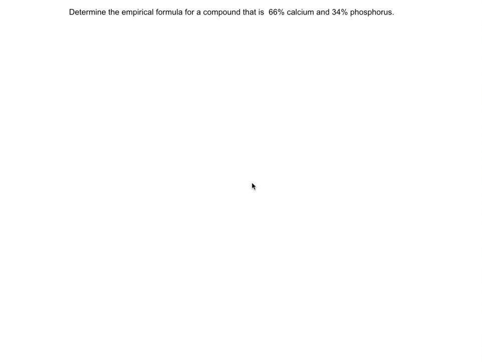The problem that we have in front of us looks a lot similar to the problem that we just worked on with percents, remembering that as long as we assume that our entire compound has a mass of 100 grams, this becomes really easy, because what we can assume is that 66% of calcium is just the same thing as saying 66 grams of calcium. Okay?